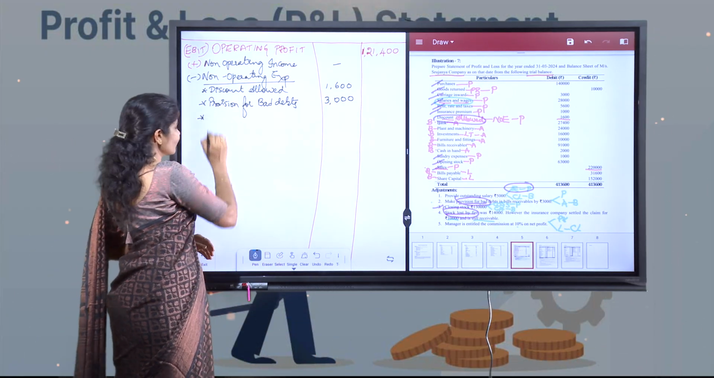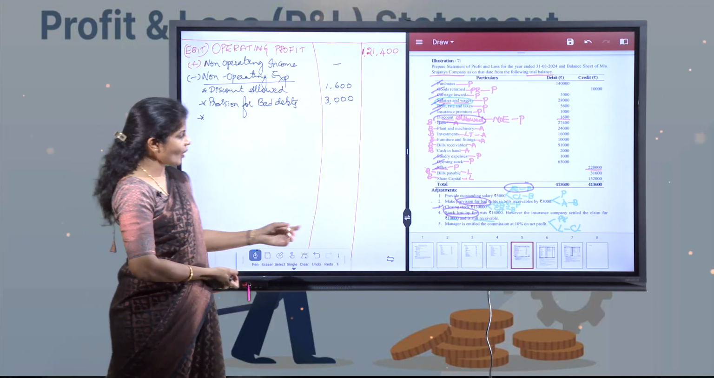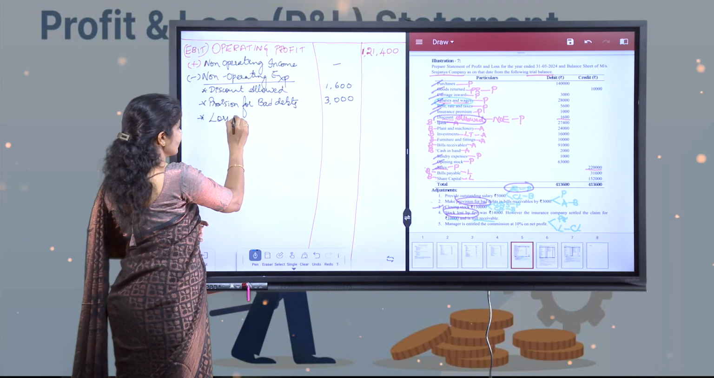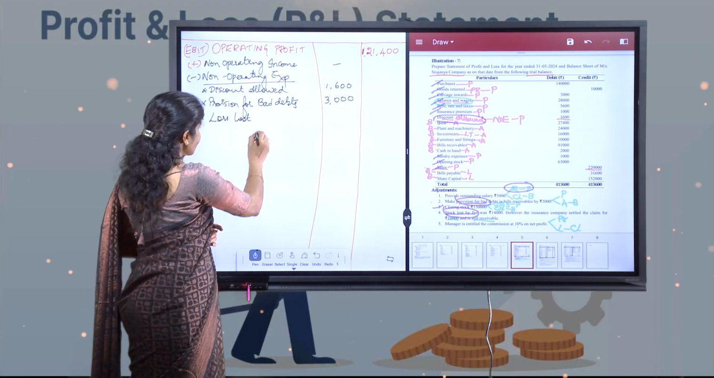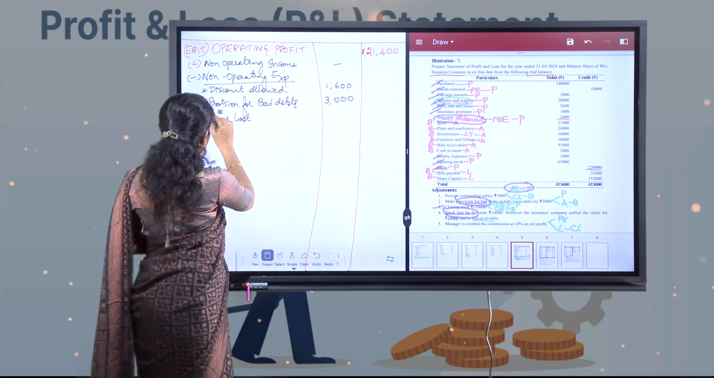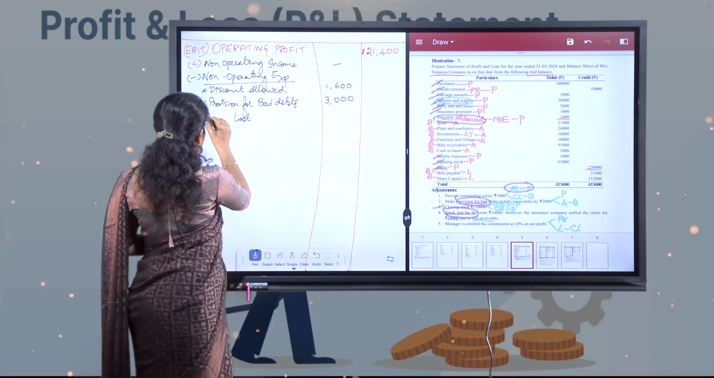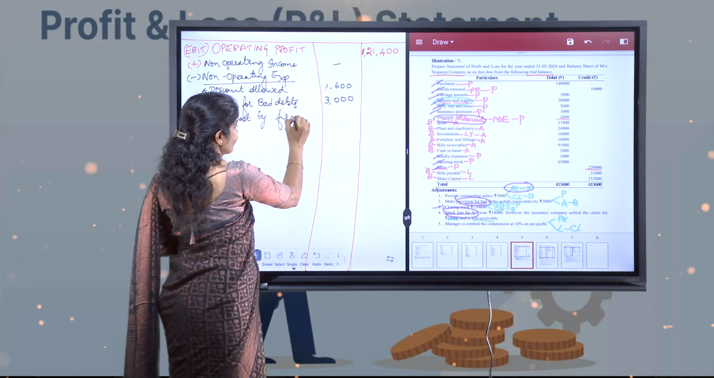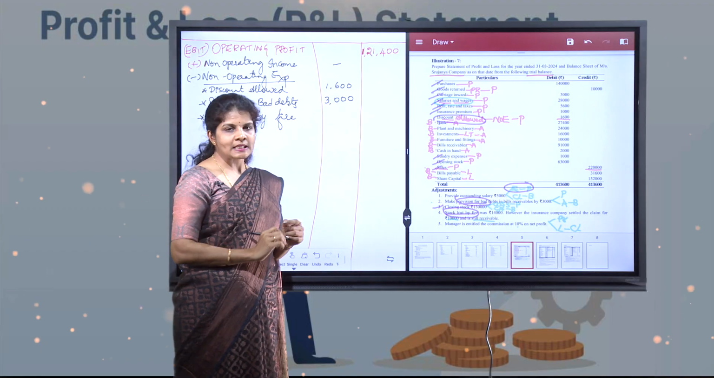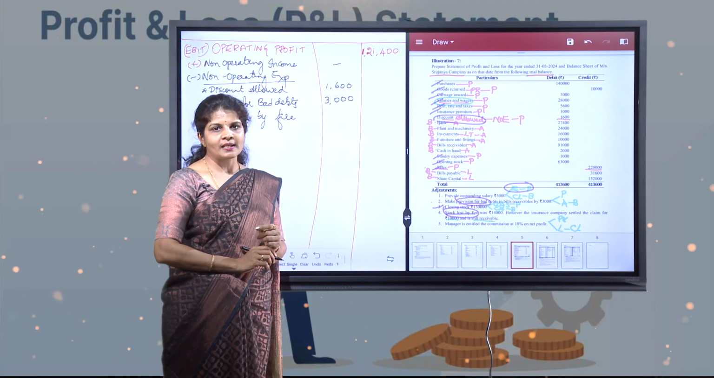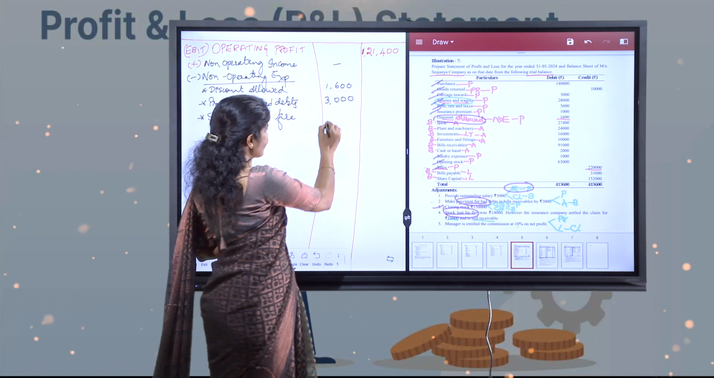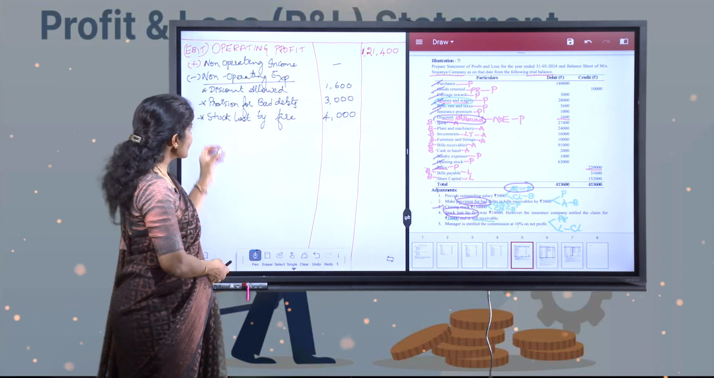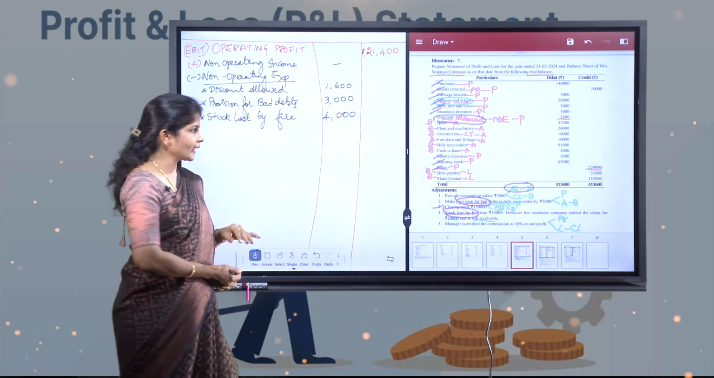Next, one more item we have in non-operating expenses and losses, that is stock lost by fire. How much is the stock lost by fire? Is it completely 14,000? No. We are receiving 10,000. We are getting a claim from the insurance company of 10,000, but 4,000 is a loss for the company. So only these 3 items are the non-operating expenses.